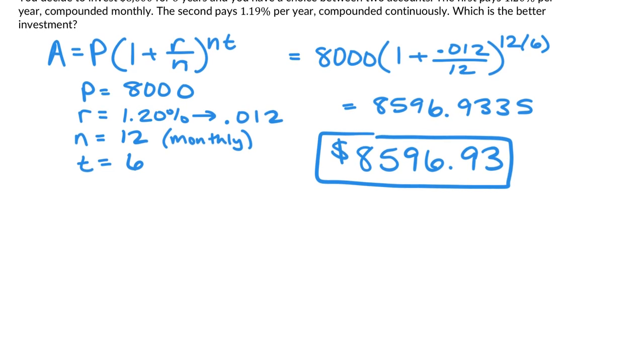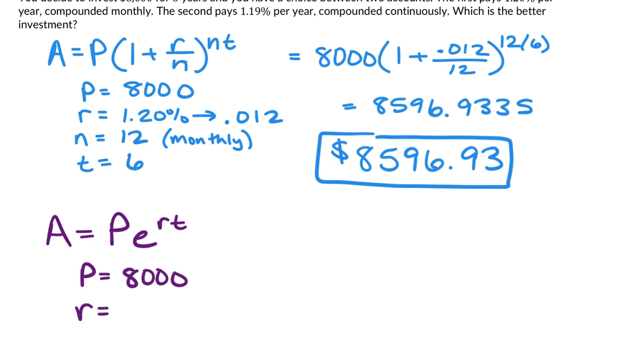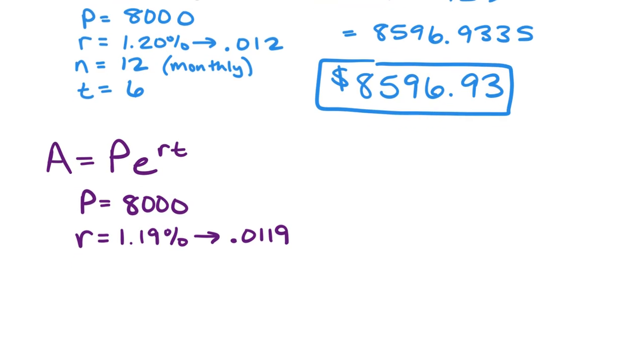It says this one pays 1.19% per year compounded continuously. And the compounded continuously formula is A equal to P times e to the RT power. So for this one, we need 3 things. We need the principal investment, which you guys have already told me is 8,000. We need the rate, which is 1.19%, or as a decimal, that's 0.0119. And then the years has not changed. We're still investing this money for 6 years, and so we want to see if this is a better investment.